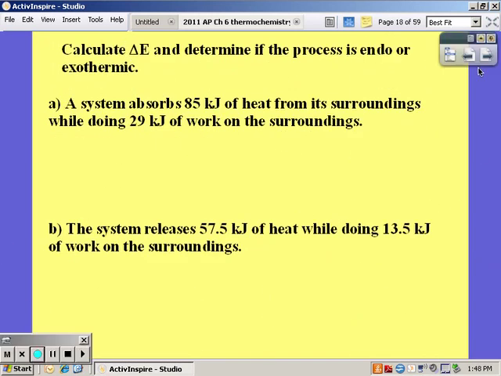Go ahead and solve A on your own. Restart when you have it.